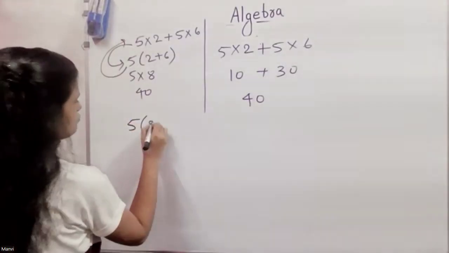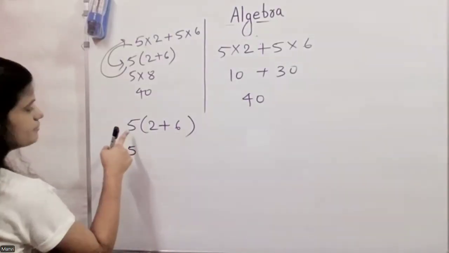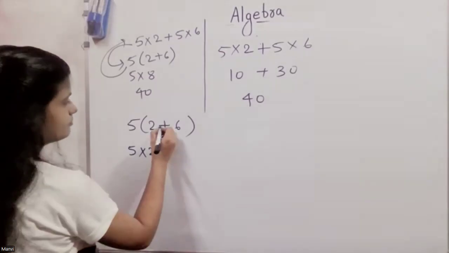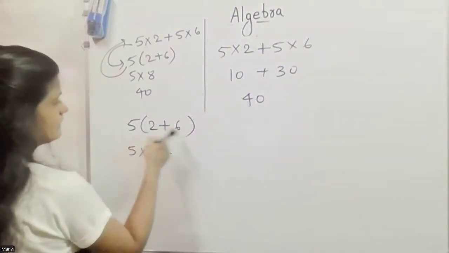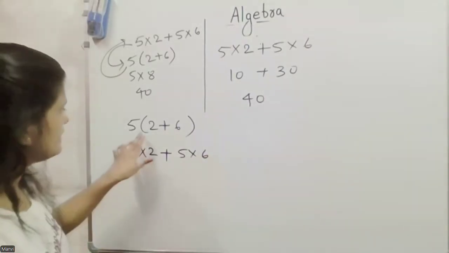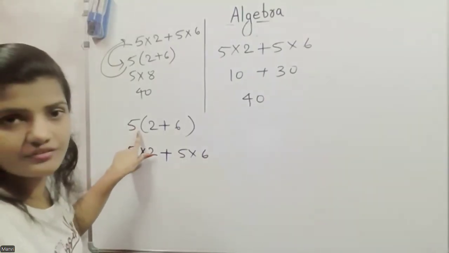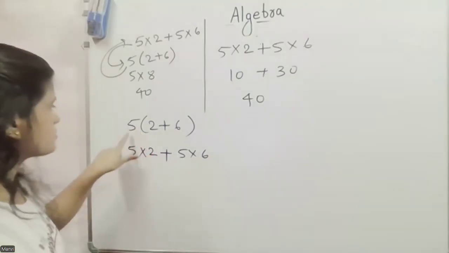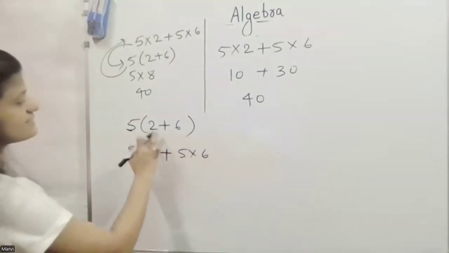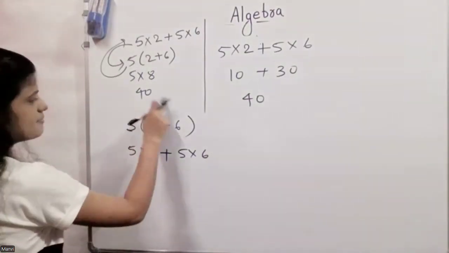If we have something like this, 5 times (2 plus 6), this means we need to first multiply this 5 with 2, and then put the sign as it is, and then 5 times 6. Okay? It's 40. If nothing is written before this bracket, then it means multiplication, right? So this 5 must multiply all the numbers inside this bracket. So 5 first times this 2, and then times that 6.